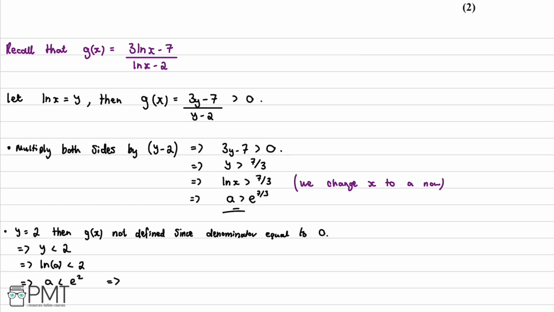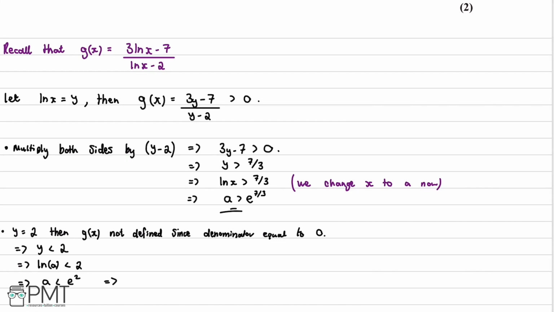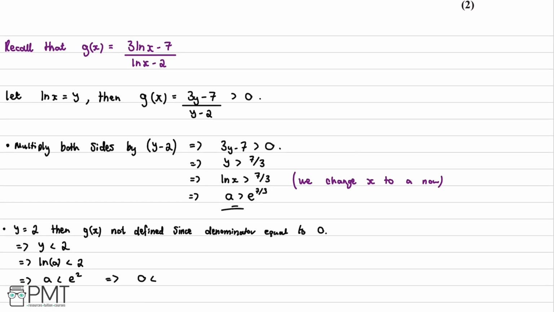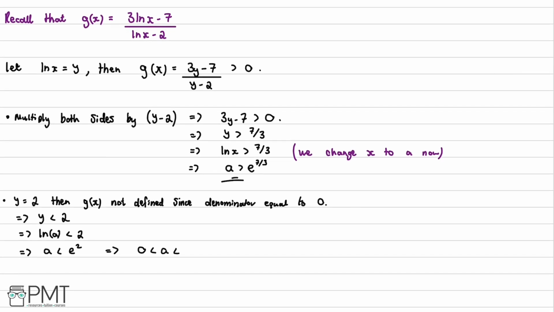We also know that our value of a, so we're told in the first part of the question that x is greater than 0. So since effectively a is now x, this means that we know that a is going to be greater than 0. So this means that this value of a must be between 0 and e to the power of 2. So we can therefore write that 0 is less than a, which is less than e squared, and we can also take in our result from above, and we also have that a is going to be greater than e to the power of 7 over 3. And therefore, we have shown the range of values for which g of a is greater than 0.